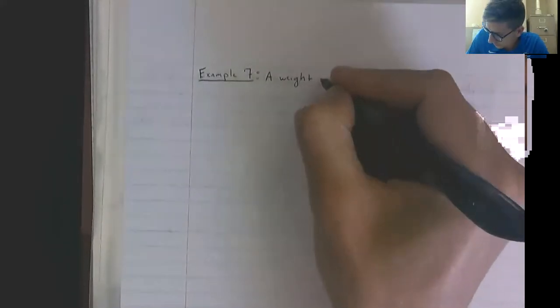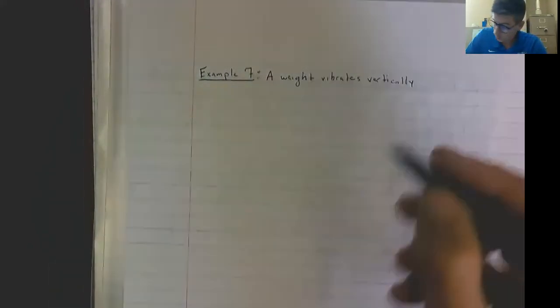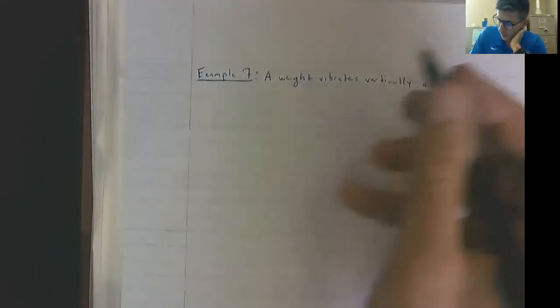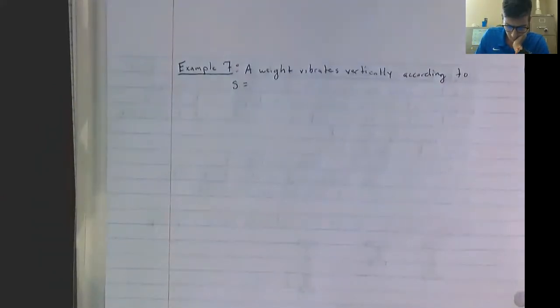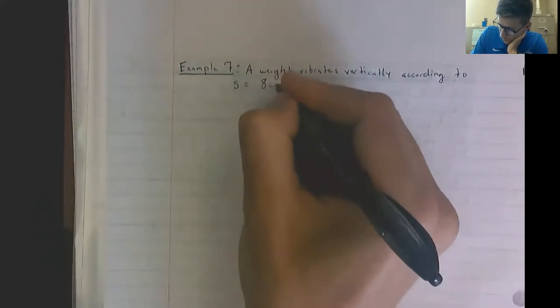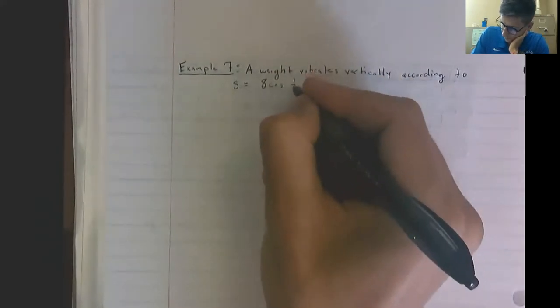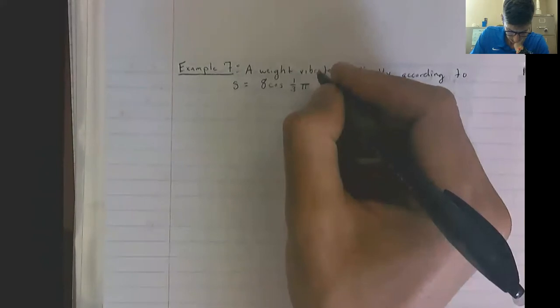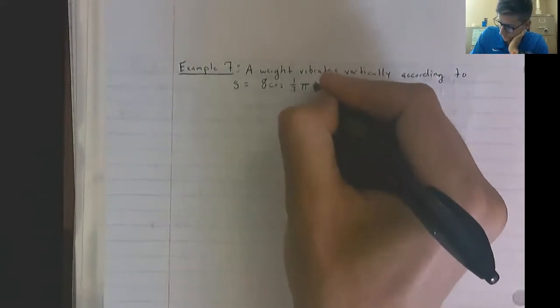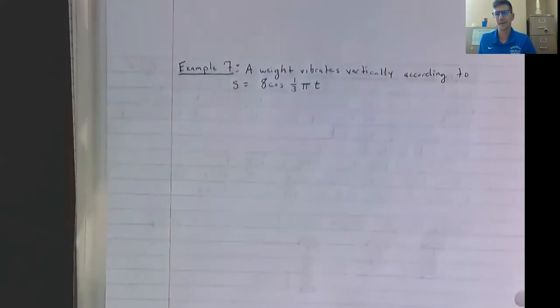Oh yeah. A weight vibrates vertically. That just means moves vertically, according to s, so now we've reintroduced s, which means displacement, which means position. s = 8 cos(1/3 pi t). Oh, joy. They didn't give us a C value here. That's nice. No phase shift.